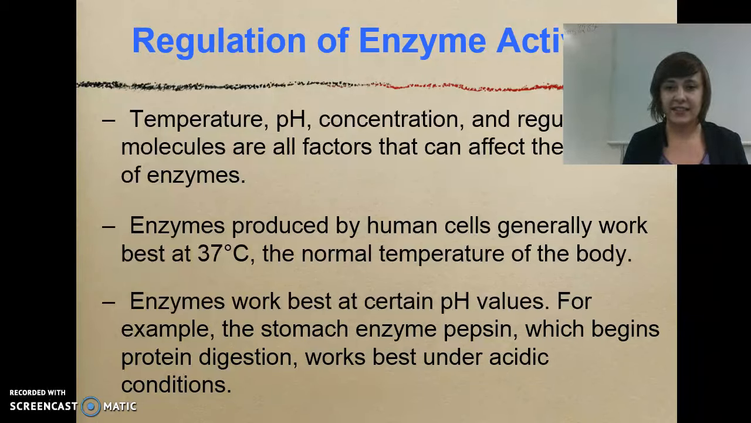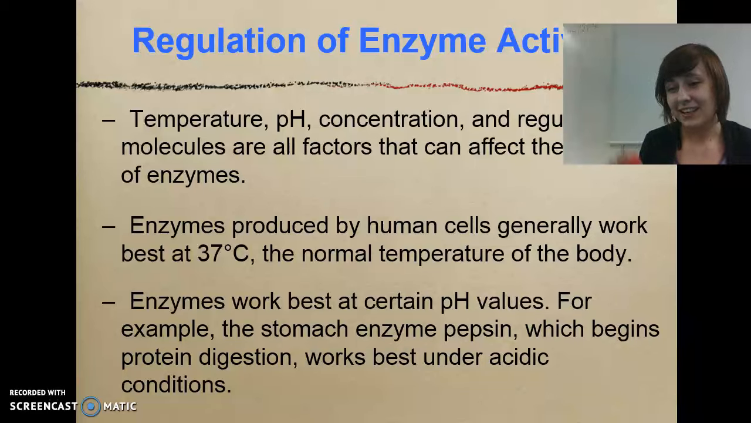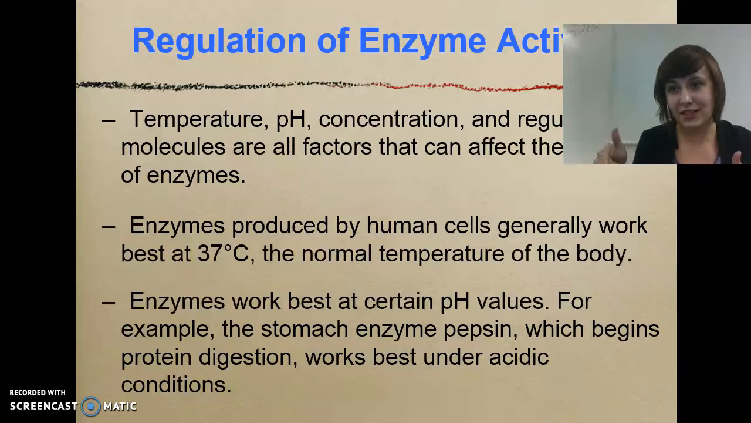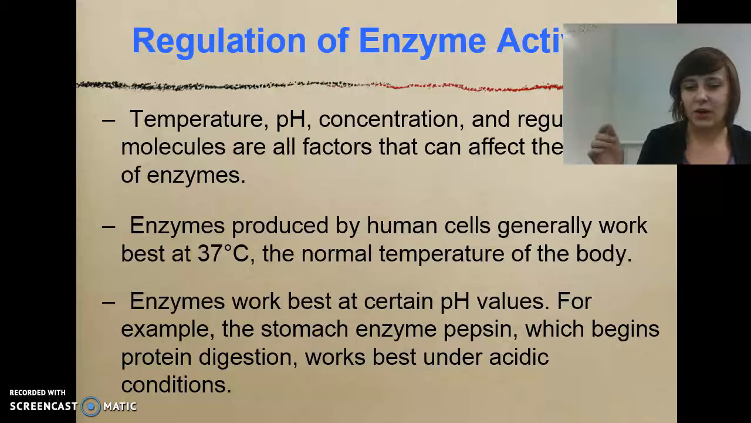All right, so regulation of enzyme activity. Temperature, pH, concentration, regulatory molecules, these are all things that affect it. Think about how you work more effectively when it's not 10 million degrees outside. Enzymes do the same thing. They don't want to work when it's hot. They don't want to work when they're doused in acid. Generally, human body enzymes work best at 37 degrees Celsius, which is the temperature of your body, 98.6, 98.8 degrees Fahrenheit. Depending on the job and the location of the enzyme, it's going to work best in a different pH. The ones in your stomach acid are obviously going to work at different pHs than the one in your blood.